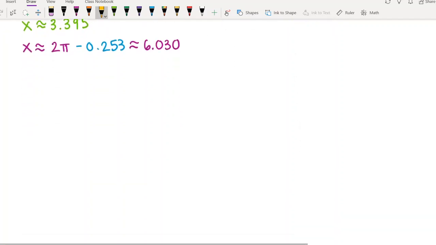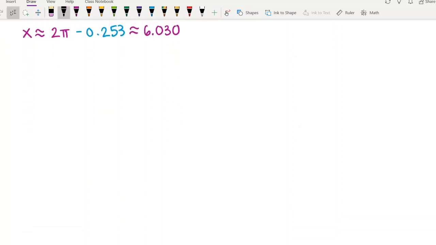Okay, I want to do one more example. And this example, I don't want to spoil it, but it's going to be a lot faster than the earlier ones. So let's say we wanted to now solve negative 3 times sine of x minus 5 is equal to 0.